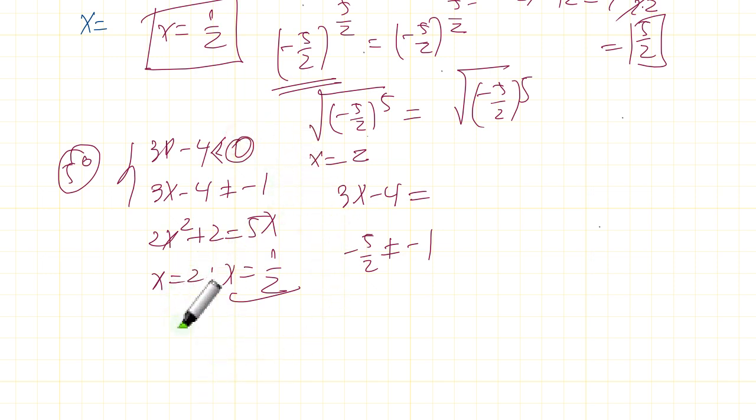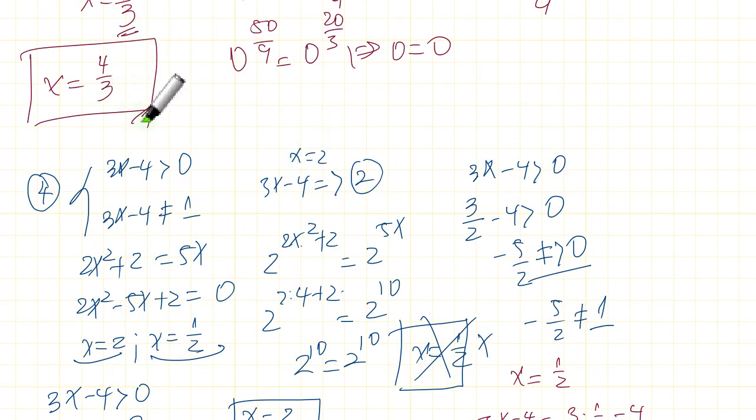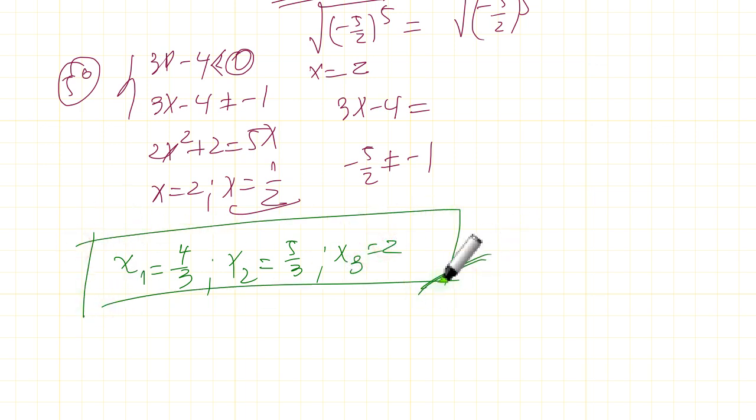So, concluding, guys, we're going to have three solutions, right? I don't know if you remember from the beginning of the video. X1 then is going to be, what are our solutions? 4 over 3, right? X1 is 4 over 3. X2 is equal to 5 over 3, and x3 is equal to. So these are the solutions for this equation, guys.